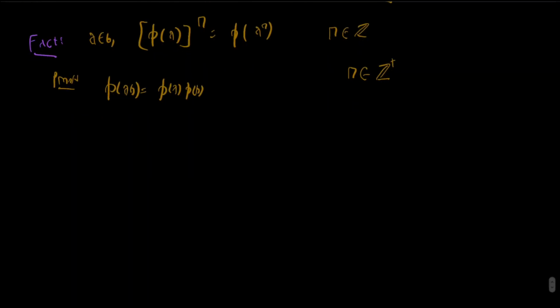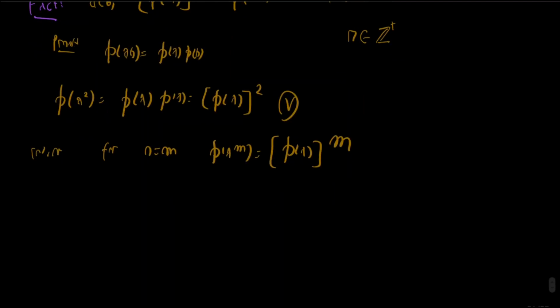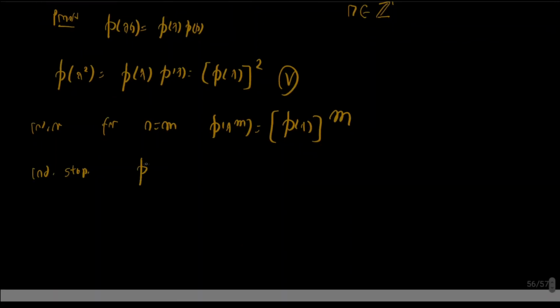So first of all, notice that for the base case, it is true that phi of a squared will be equal to phi of a times phi of a, which is just phi of a all squared. So the base case is checked. Now for the induction hypothesis, we're going to suppose that for a general n equal to m, phi of a to the m is equal to phi of a to the m. And then, as the induction step, we're going to show that phi of a to the m plus 1 is equal to phi of a to the m plus 1. So how can we do that?